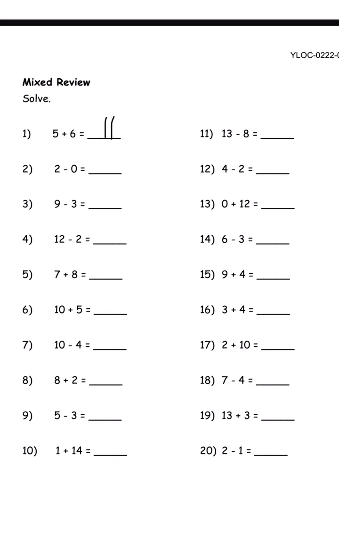Now, number 2, we have 2 minus 0. Any number minus 0 is the same number, so we know that it's going to be 2. Number 4, we have 12 minus 2. So we put 12 minus 2. What is 2 minus 2? It's 0. And when we put this one, we're going to have 10 because we don't have any numbers here, right? So the answer is 10.